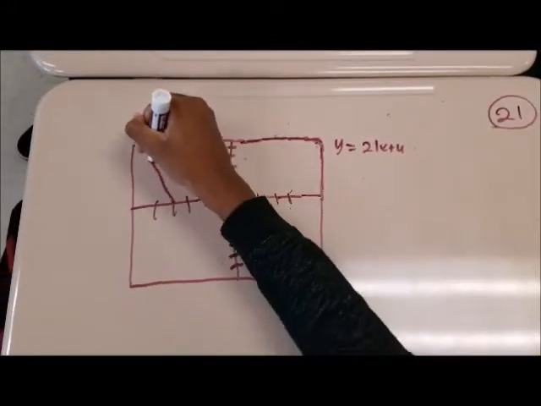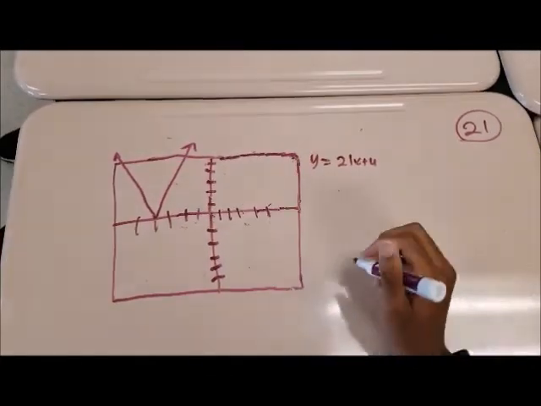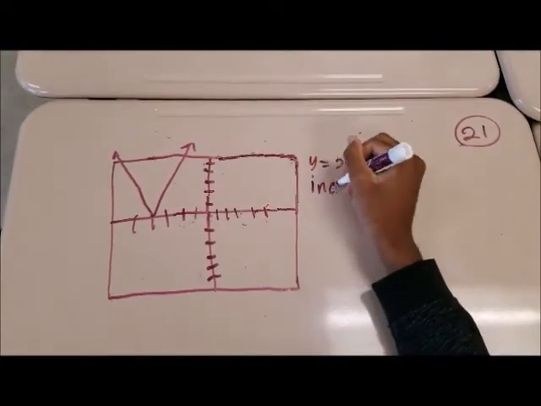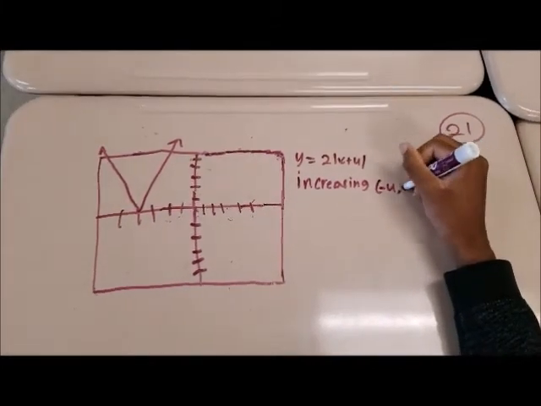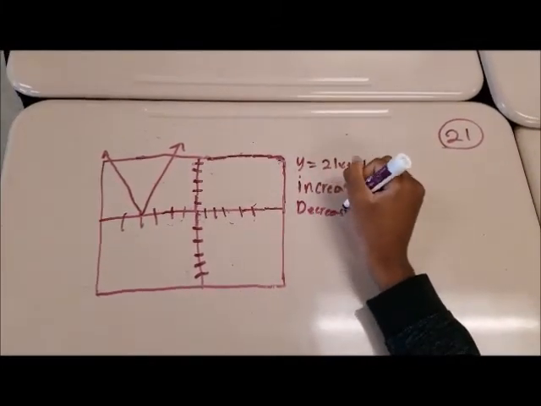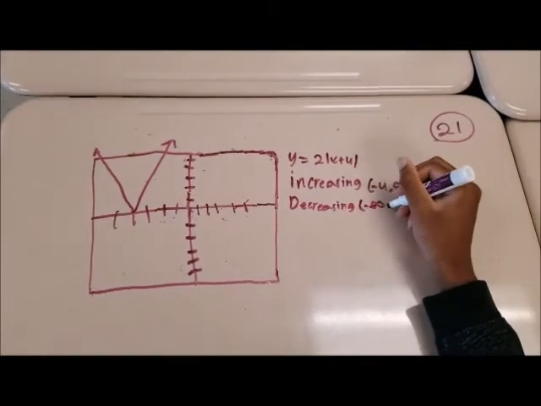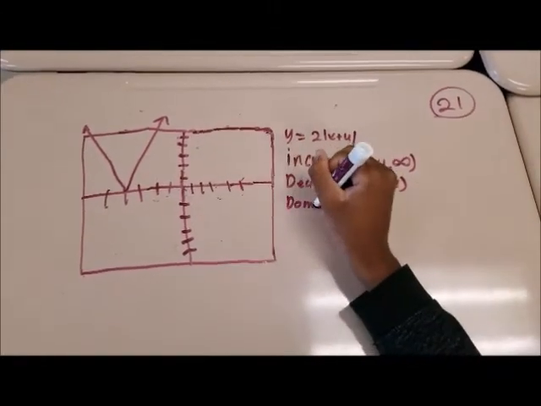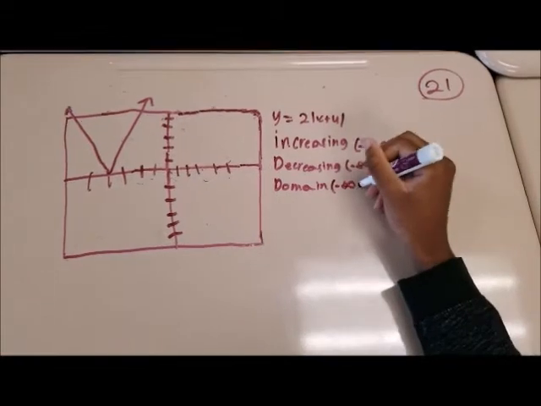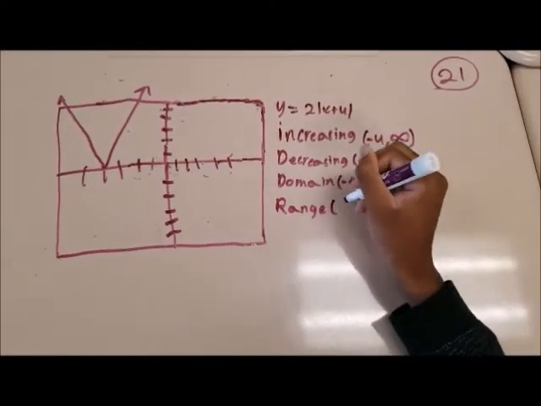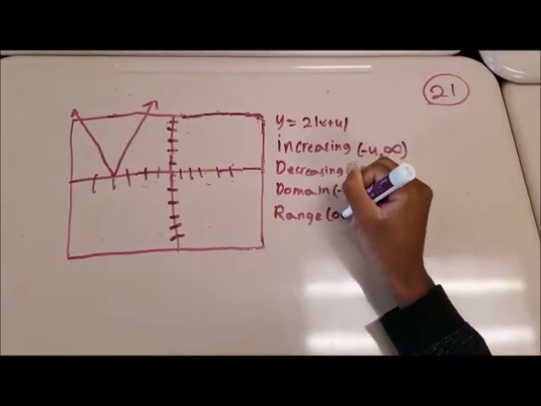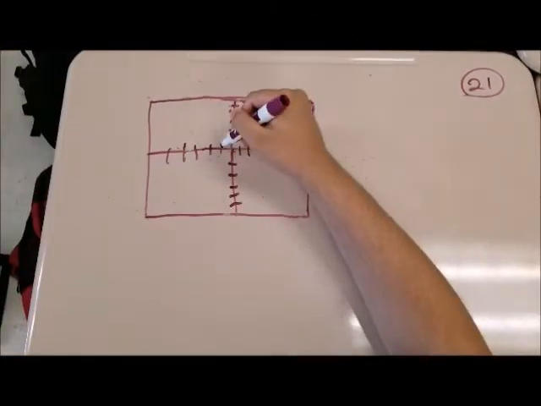Here we'll be talking about a simple equation: 2 absolute value of x plus 4. The increasing for this function is negative 4 until infinity, while the decreasing is negative infinity until negative 4. The domain for this function is negative infinity to infinity, as all absolute value equations always go from negative infinity to infinity. The range for this function is from 0 to infinity.